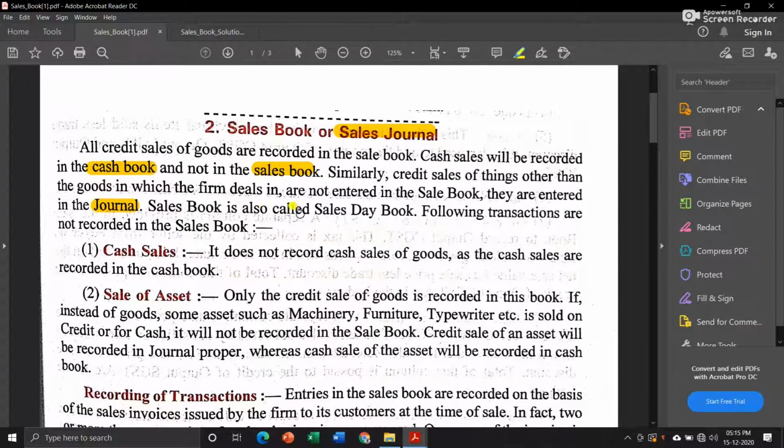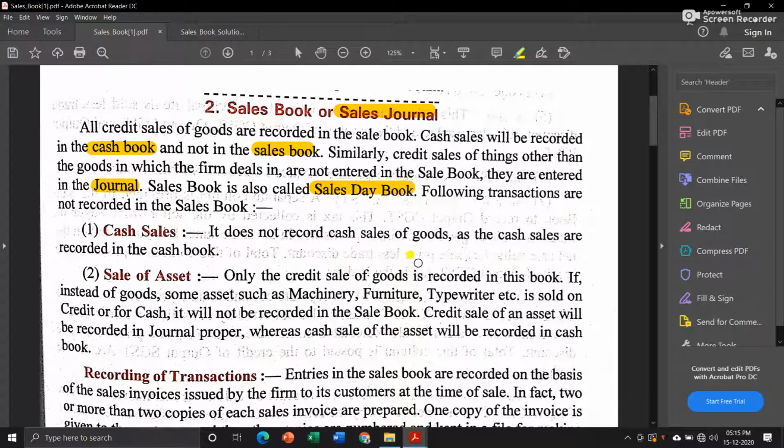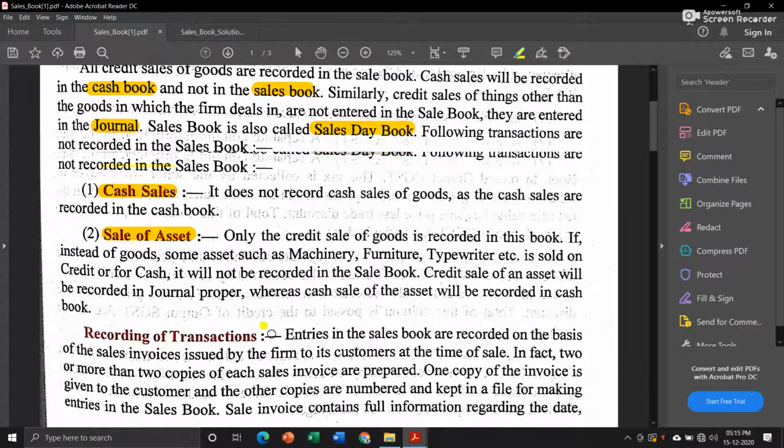Sales book is also called sales day book. Now we have to understand what kind of transactions are not recorded in sales book. When we sell goods on cash, it will not be recorded. When we sell any asset, it will not be recorded in our sale book.